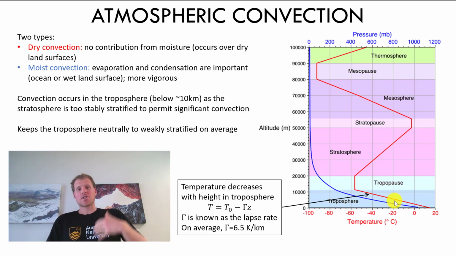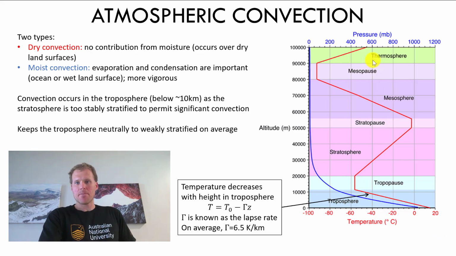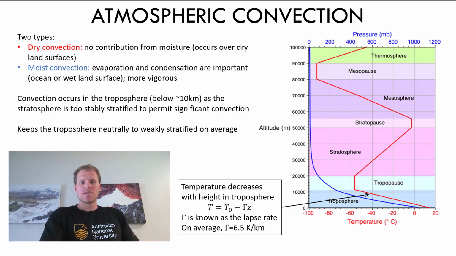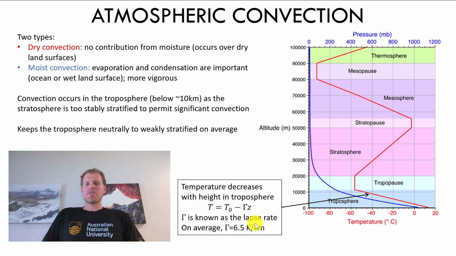And so the fact that you have this convection and this overturning occurring in the troposphere, it tends to keep the troposphere neutrally stratified, or even weakly stably stratified. Now, if you look at this plot of the temperature with height, you'll see that the temperature is this red curve. So the temperature in the troposphere decreases with height. And I mean, you know this, you climb a mountain, it gets colder. And the rate of that decrease is something called the lapse rate, which is this parameter gamma. And that's about 6.5 Kelvin per kilometer. So if you go up to a 1 kilometer high mountain from sea level, on average, you'd expect the temperature to be about 6.5 Kelvin less.